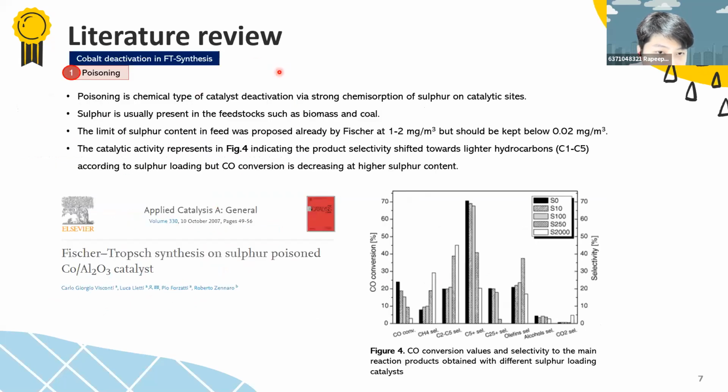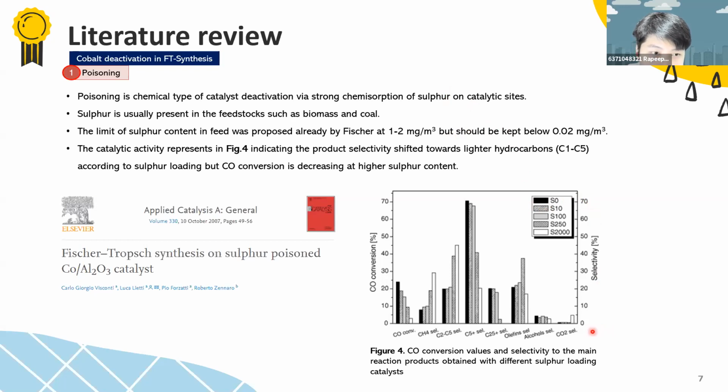This slide presents poisoning in Fischer-Tropsch synthesis. Poisoning is a chemical type of catalytic deactivation with strong chemical adsorption of sulfur on a catalytic site. Sulfur is usually present in the feedstock, such as biomass and coal. The limit of sulfur content in the feed was proposed by Fischer at 1 to 2 mg per cubic meter, but currently it should be kept below 0.02 mg per cubic meter.